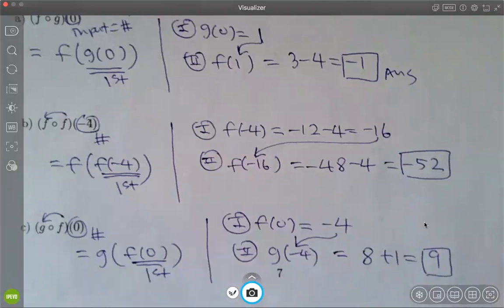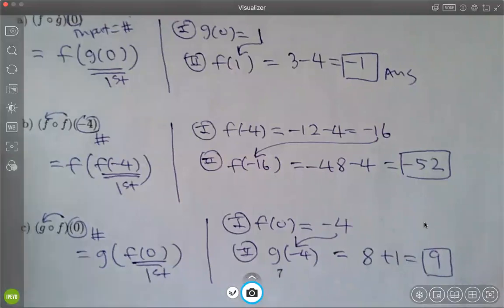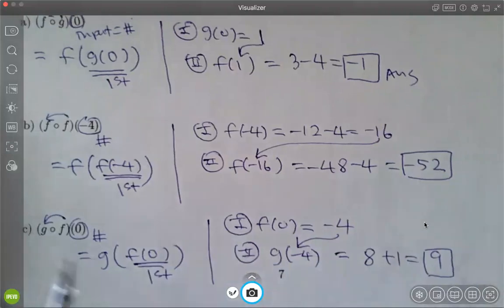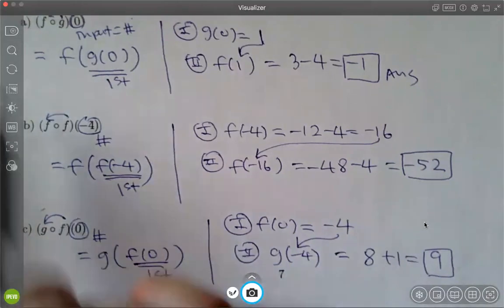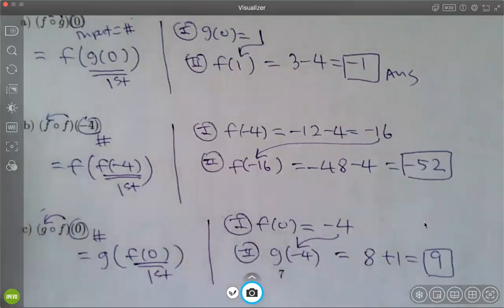Okay, so it's not that terrible. Again, the common mistake most people make is this order. Okay, what is done first? But remember, in composition, we are going backwards. Plug in the second function into the first one, not the other way.